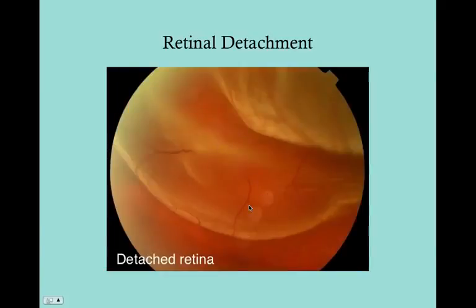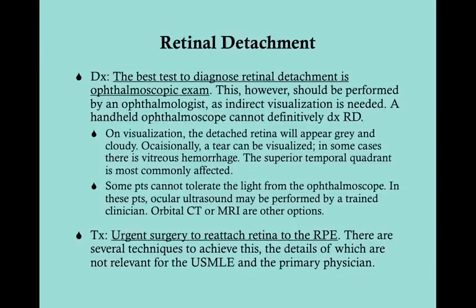Here's another one. So you kind of see that cloudy appearance that doesn't look like the rest of the retina, and it progresses from the outside inward towards the macula. And that's why it's a peripheral loss of vision.